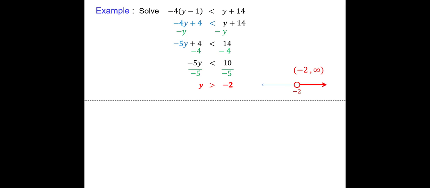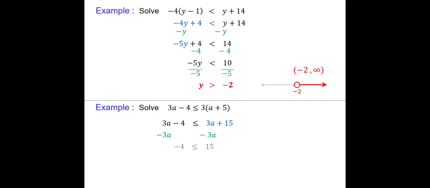Let's take a look at another example here. What if we were to look at this one? Same general idea. We can distribute the 3 on the right side, and now we get 3a minus 4 is less than or equal to 3a plus 15. Now notice at this point, we can subtract 3a from both sides, but notice what's peculiar about this is that there's a 3a on both sides. So by subtracting it, now I get a statement that says negative 4 is less than or equal to 15.